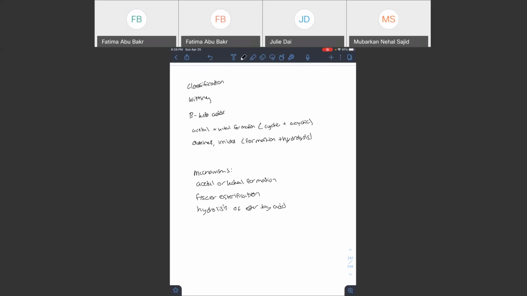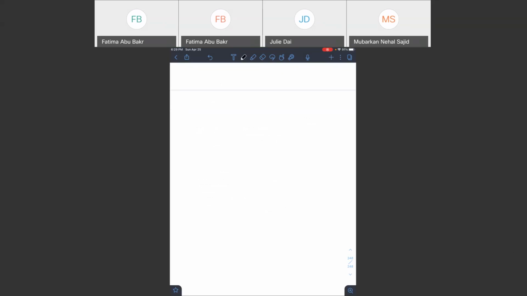So the first thing I want to talk about is classification. So we're going to be talking about classifying ketols and acetols, and then whether or not they're hemi. So how it works is that the ketols are the ones that have the key here. Just a second.